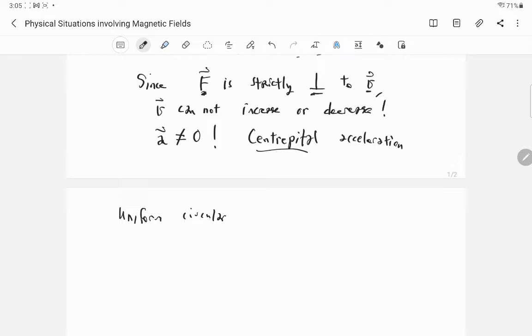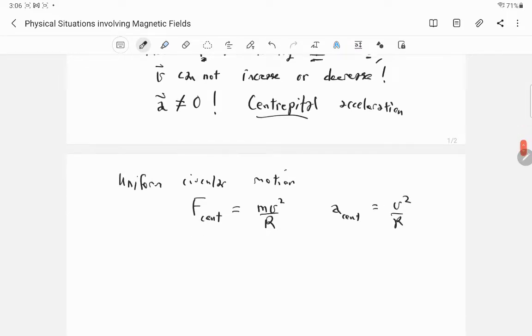And there are some very basic relationships you would have learned in a mechanics class about uniform circular motion. In particular, it requires a centripetal force, so a center-pointed force, and it's related to the radius and the mass and the speed this way: mv squared over r. The centripetal acceleration, you just divide the m out of the net force, so it's v squared over r.